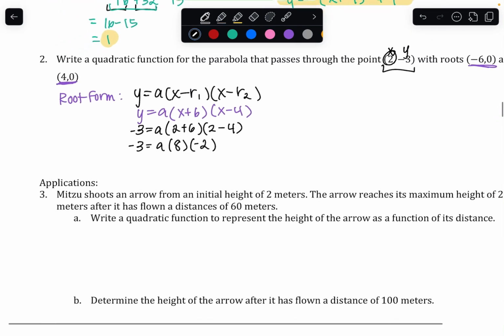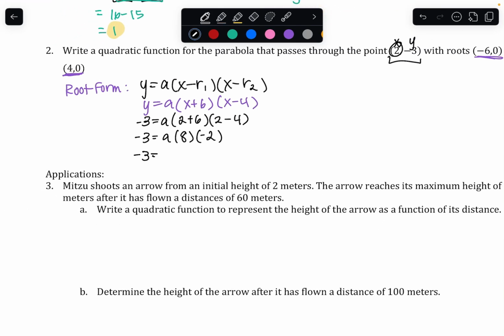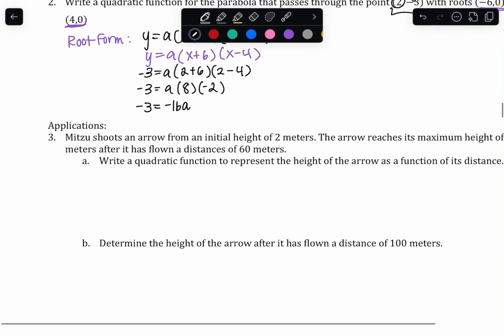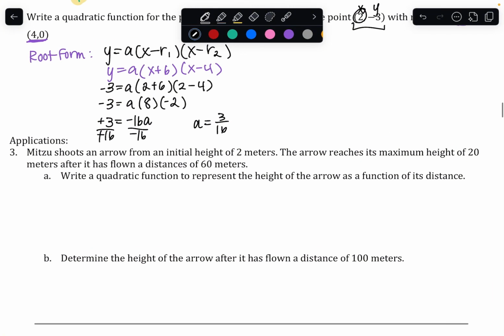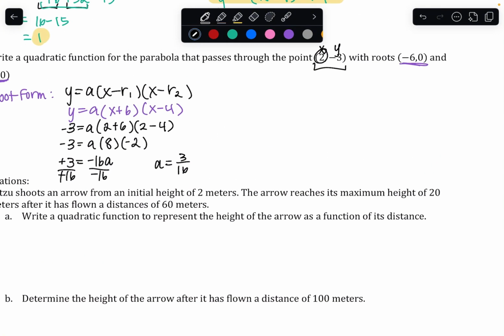And then from there, 8 times -2 is -16. I'm going to put that in front of the a because it makes it more obvious what you need to do next. And that's divide by the -16. So our a value ends up being +3/16 since these negatives cancel. Now that we have a and we have our roots, we can write our final root form, which is y equals the a value we just found, times (x plus 6), times (x minus 4).